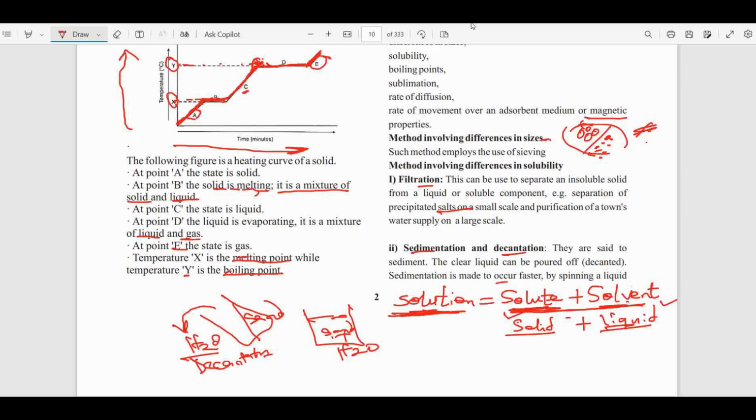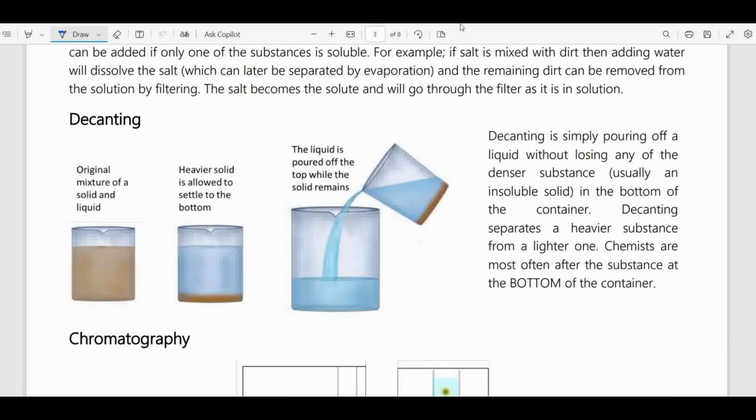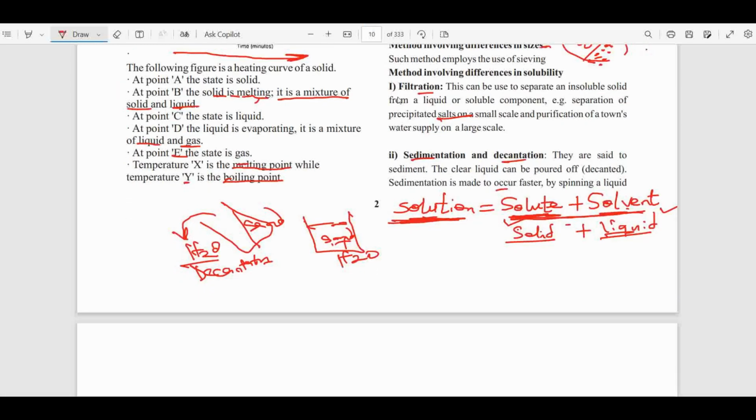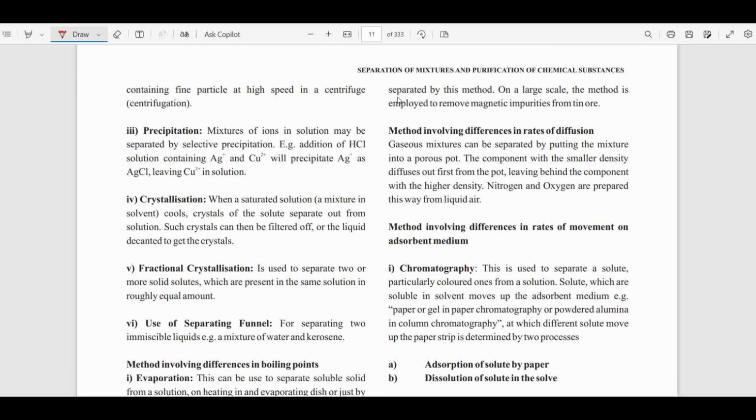Again, let's look at what that looks like. In decantation, you have a mixture of solid and liquid. The heavier solid is allowed to settle to the bottom. The liquid is poured off while the solid remains. And this process is decantation. And what has settled at the bottom is the sediment. Again, let's go on to talk about another method of separation. This time around, we want to look at precipitation.